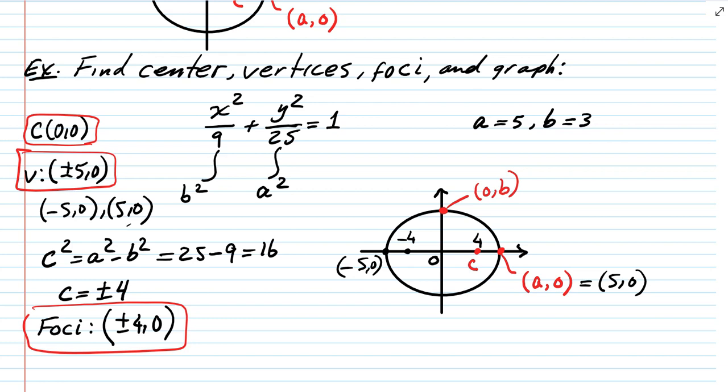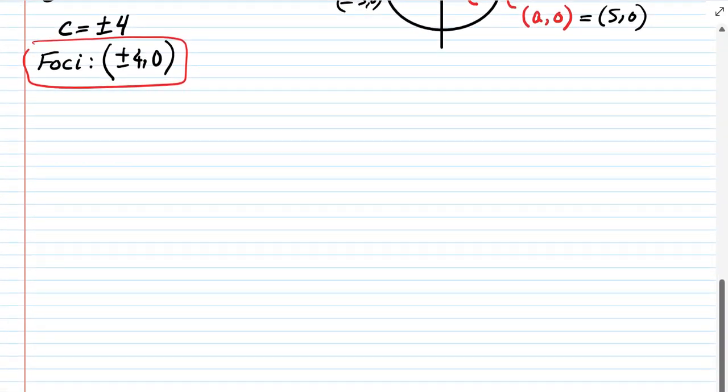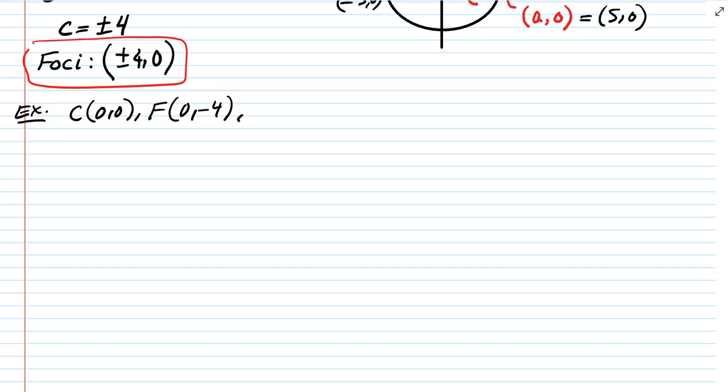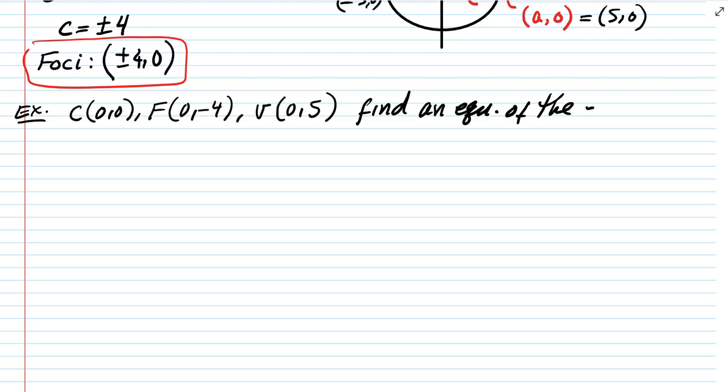Perfect. Let's take a look at another example. For this next example, this time, let's say we want to find an equation of the ellipse. Let's say the ellipse has center at 0, 0, a focus at 0, negative 4, and a vertex at 0, 5. Simple. Find an equation of the ellipse.